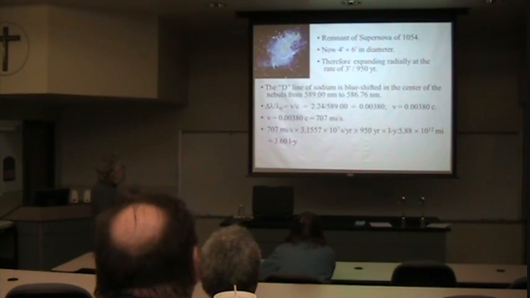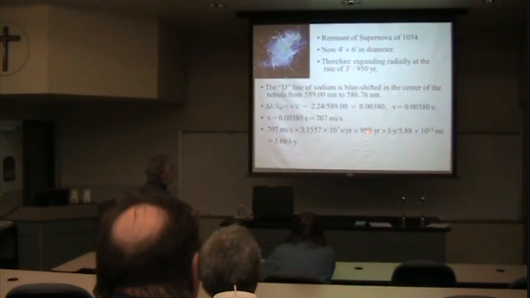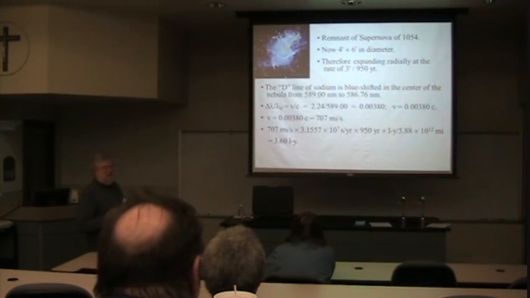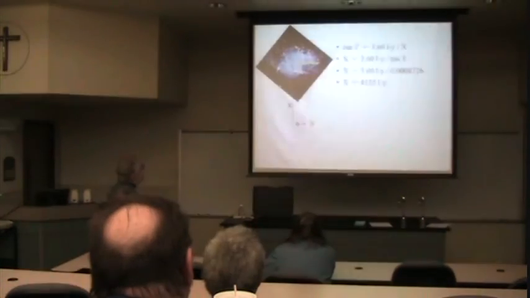Okay, here's where the payoff comes in. 707 miles per second. This is the number of seconds in a year, which is easy enough to calculate. And it's been going for 950 years. And this is the distance of a light year, 5.88 times 10 to the 12 miles per light year. This tells us that that radius is 3.60 light years. So that's a direct measurement of how fast it's going, and we see how far it's gone in the sky. That distance is 3.60 light years.